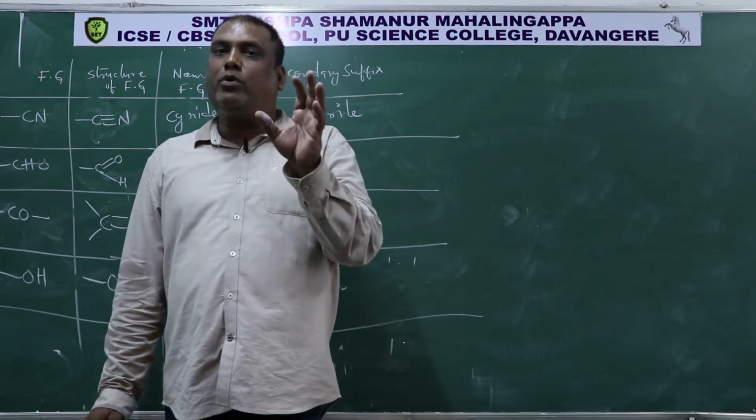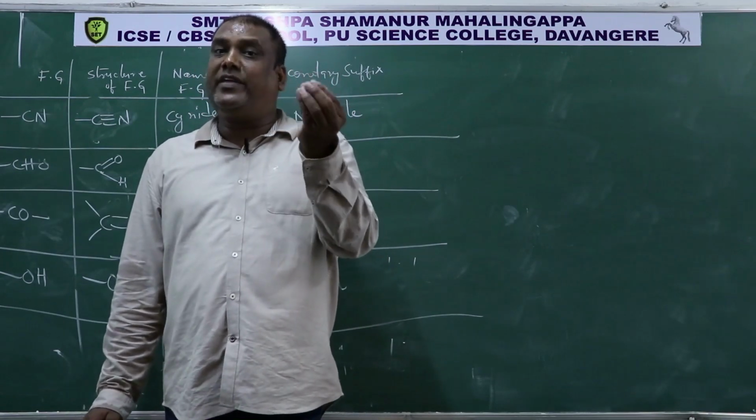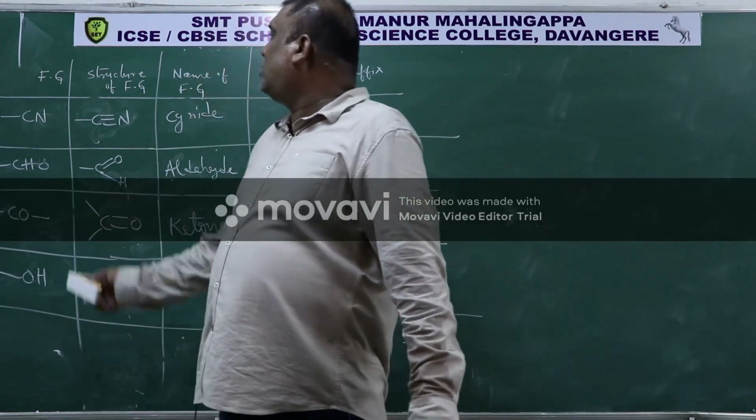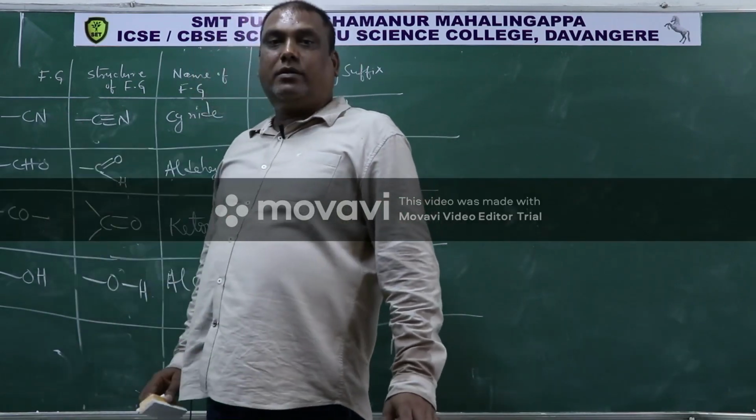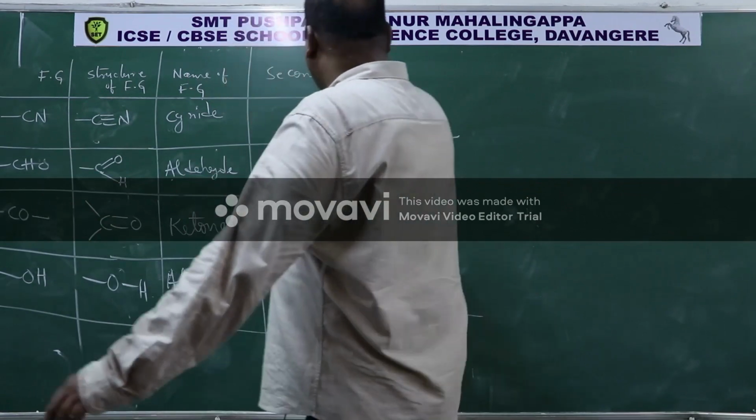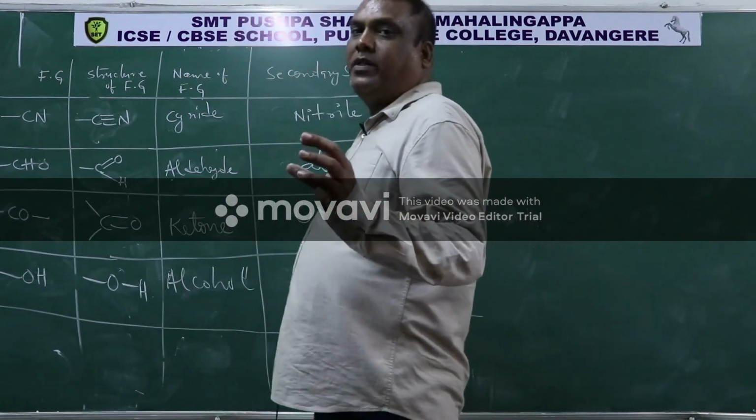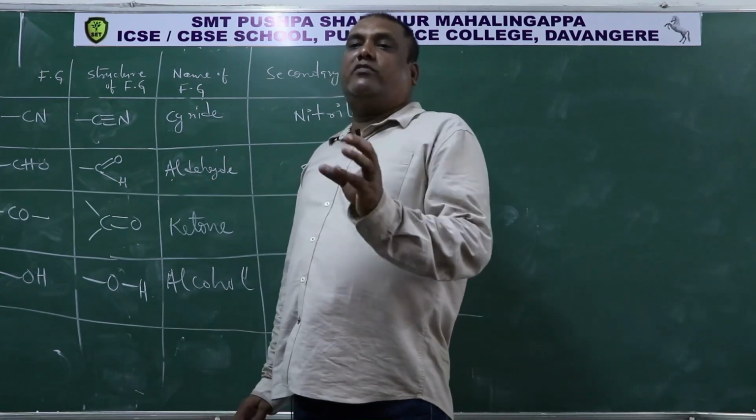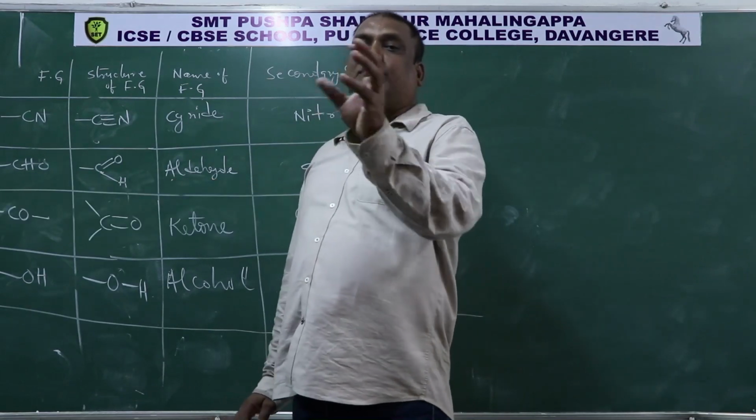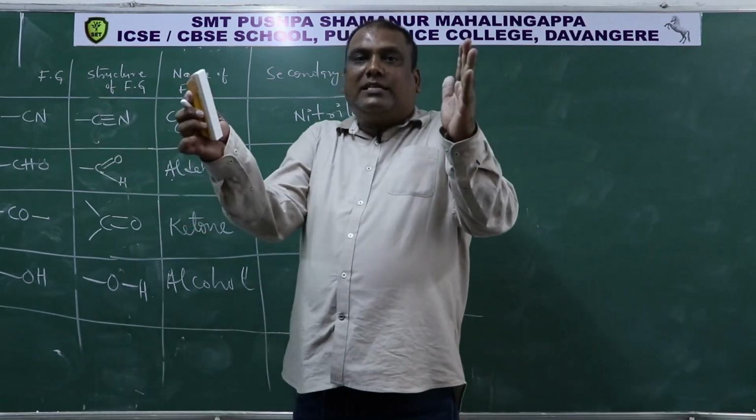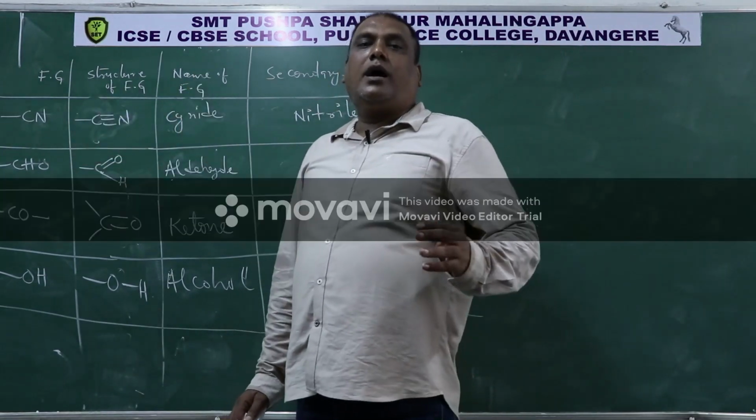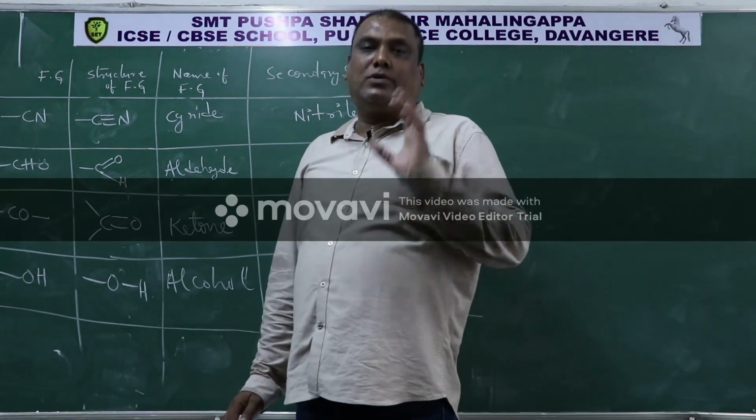In the organic compound, many functional groups are there. In that, the one having highest priority, its name will come in secondary suffix. Like this, individually we came to know prefix, root word, then primary suffix, then secondary suffix. Then you combine all these four parts, and you will get the IUPAC name of the organic compound.